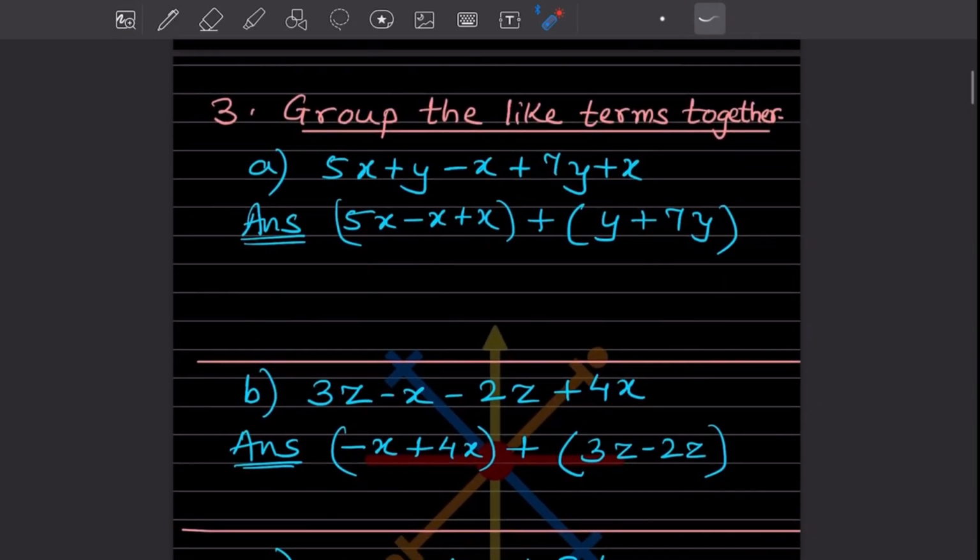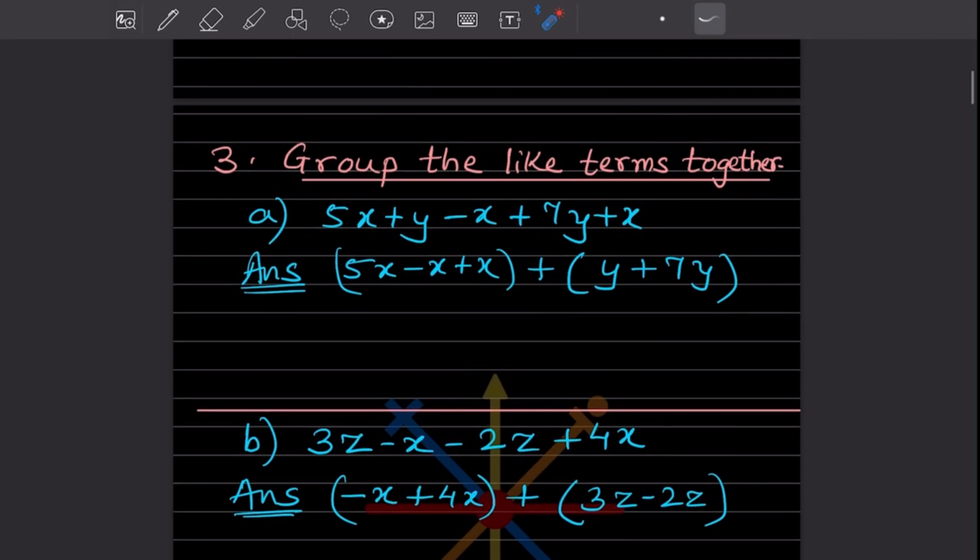Next one is they say group the like terms together. So like means same. Okay, so now what are these? We can see here x, here also x, and here also x. Okay, so we are going to put them in a separate bracket, bring it together.